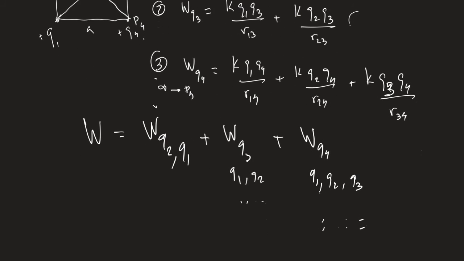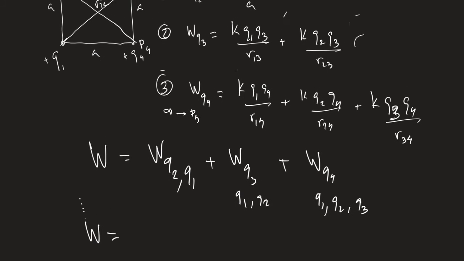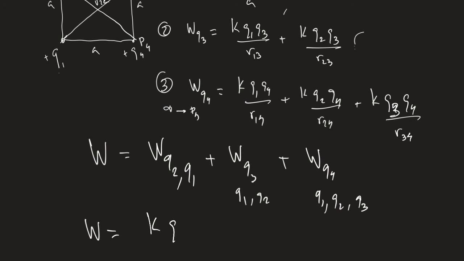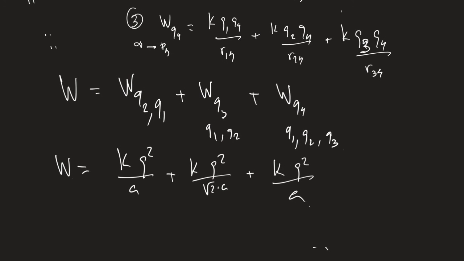And what will be this work? Let's calculate. Because Q1 equals Q2, it will be Q squared. So the first term is K Q squared divided by A, the distance between Q1 and Q2. Plus K Q squared over R13, which is the square root of 2A, plus K Q squared over R23, which is A.